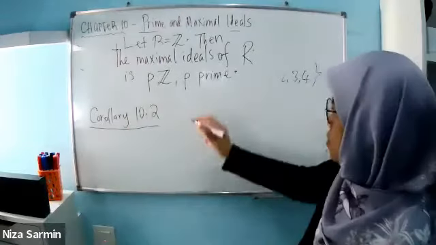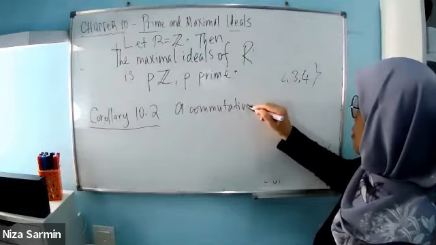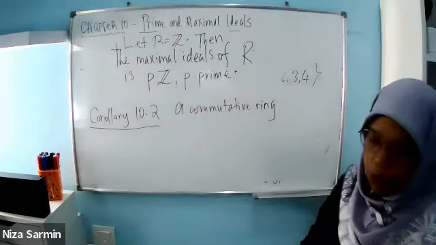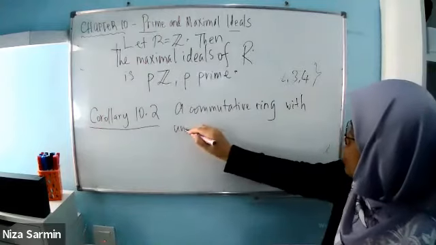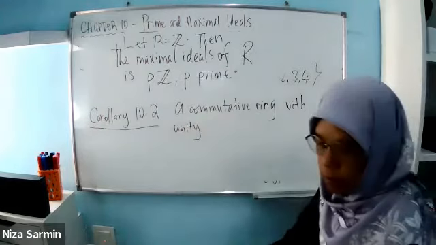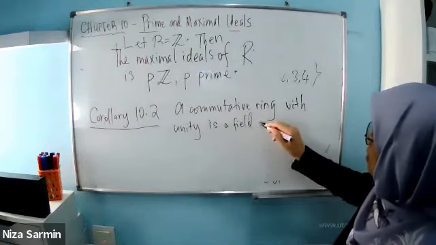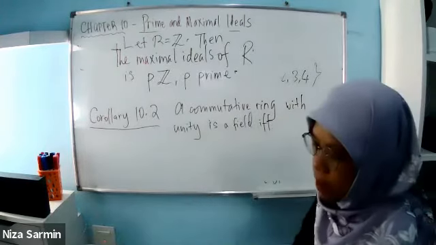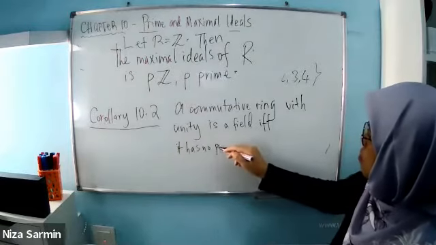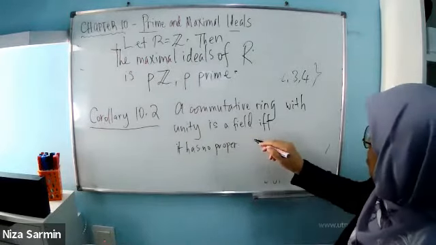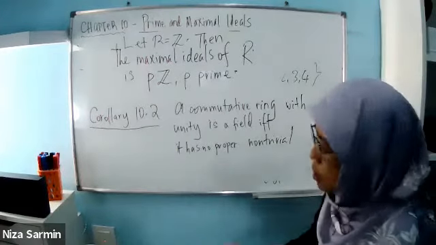Corollary 10.2. A commutative ring with unity is a field if and only if it has no proper non-trivial ideals.